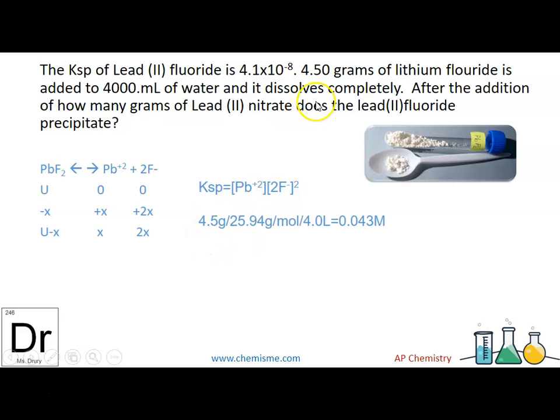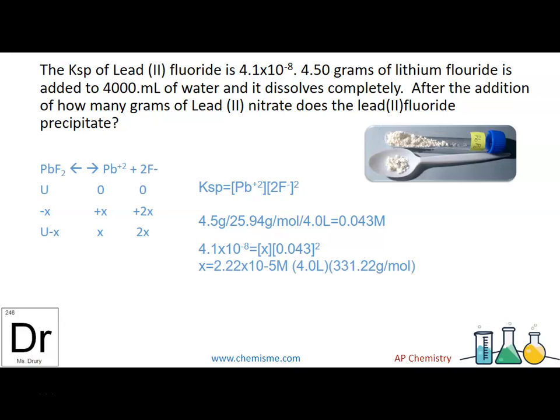So 4.5 grams, if I want to change it to moles, is divided by 25.94 for lithium plus fluorine. And I'm going to divide that by 4 liters as well, because it was 4,000 milliliters. And that would give me my molarity of the fluoride that they're talking about. That's going to go in for all the fluorines, the 2 fluorines, but still squared, because that's part of your recipe. And I'm going to solve for the lead only. Remember, this 4.1 was given to us as a Ksp. So we're saying if there's already fluorine in the water and I want to get it out, how much lead am I adding to pull it out, right?